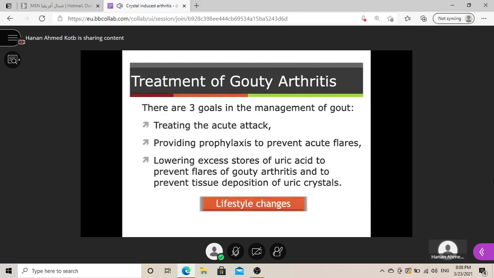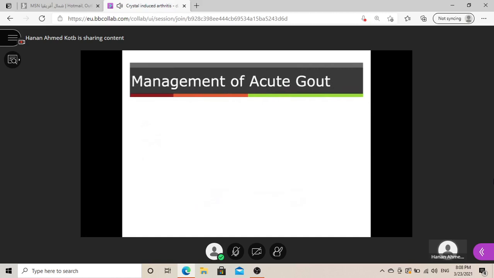أول حاجة by lifestyle changes. The patient has to drink plenty of fluids. The patient has to lose weight لو كان obese. Improve his diet لو كان rich in purines وإحنا عارفين the foods that cause increase in hyperuricemia. وفي نفس الوقت they need to exercise. و لو كان هياخد medication or not.